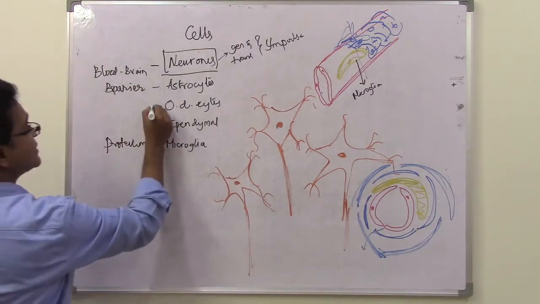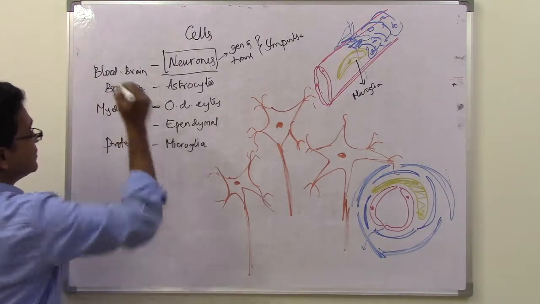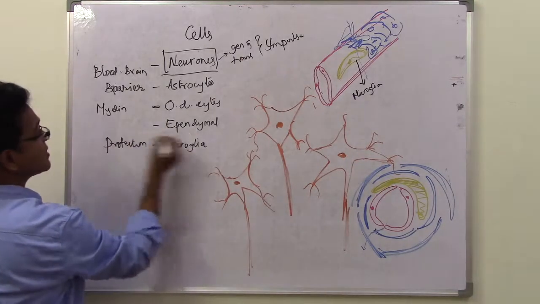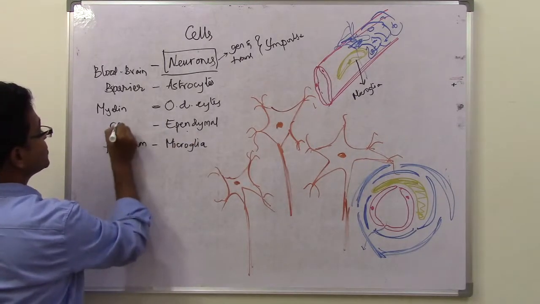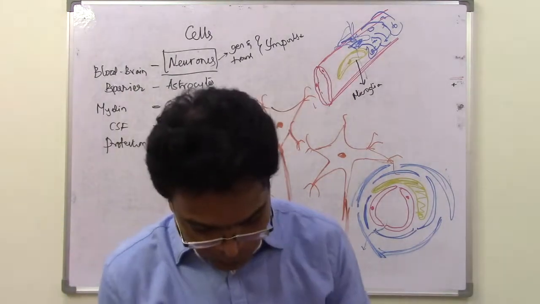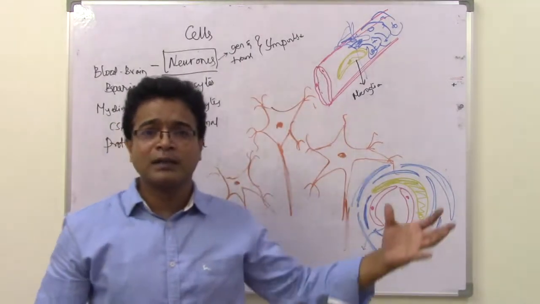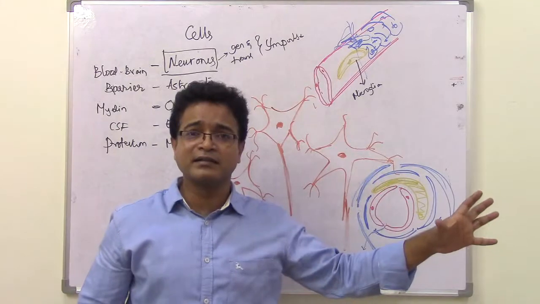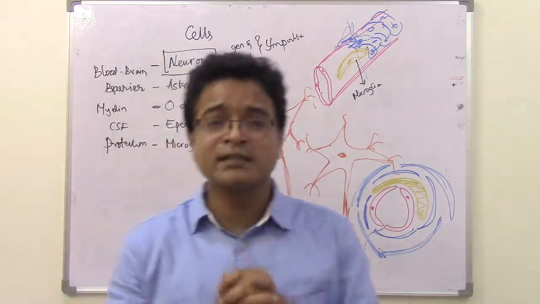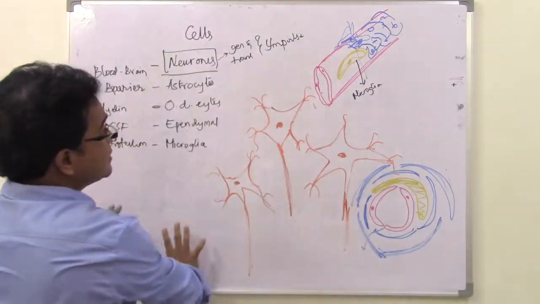Oligodendrocytes provide a myelin-like substance for nerve fibers outside. Ependymal cells in the ventricles produce some CSF, cerebrospinal fluid. We'll see more of cerebrospinal fluid later. Once we cover the spinal cord, brain stem, and finally study the cerebellum, we'll see what the meninges are and what the cerebrospinal fluid is. So these are basically the cells.